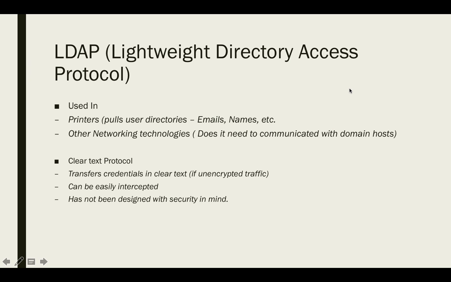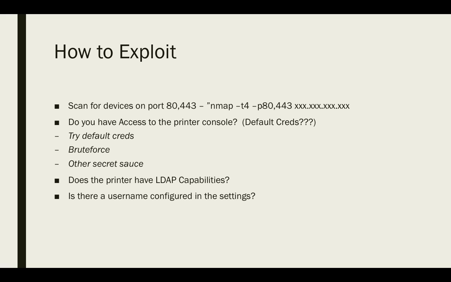So what we're kind of exploiting is LDAP, right? I mean, LDAP is a clear text protocol used in printers, other networking technologies. It kind of delivers emails, names, etc. to a device so that it can kind of use the functionality of whatever is in the Active Directory. But being that it's clear text, it can be intercepted over the network, or it could be captured directly using raw socket applications like Netcat. So how do you exploit this?